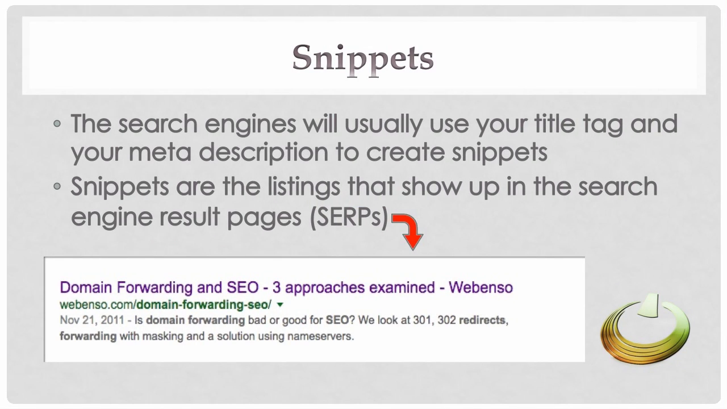Title tag and meta description are usually used by the search engines, such as Google, to create the listing of your page in the search engine result pages, and we call these snippets. And it used to be that we would just put as many keywords into our snippets as possible, for the title tag and the meta description. But these days, it's really important to think about not only ranking, so getting those keywords into those tags so your page ranks well for the query, but also getting the click.